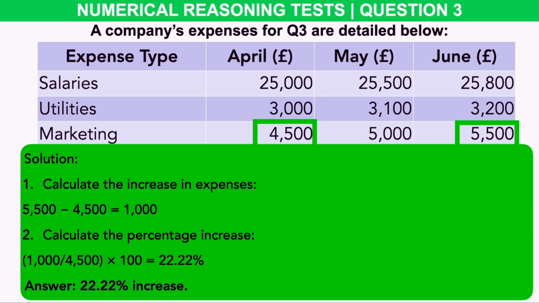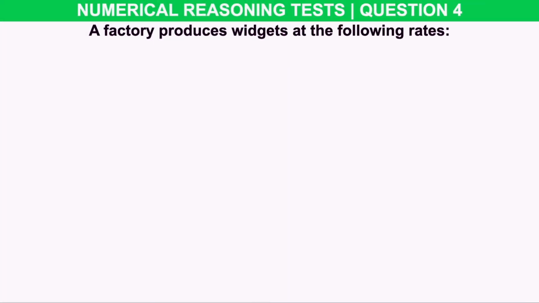If it was 22.56%, then we would round up to 23%. Okay, I want you to try one last numerical reasoning question before we move on to another very common and tricky pre-employment test question that many people struggle with.